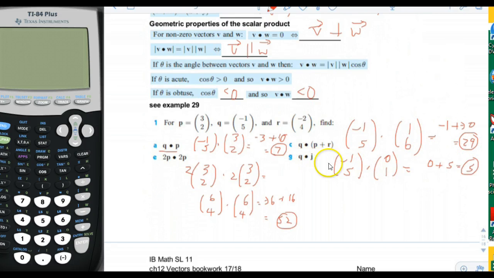Q dotted with j. We're going to take (-1, 5) and dot it with (0, 1), because j is the unit vector in the j direction. So that's -1 times 0, which is 0, and 5 times 1, which is 5. Add those two together and we get 5. And that's it.